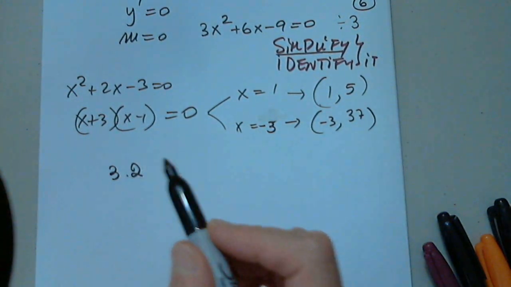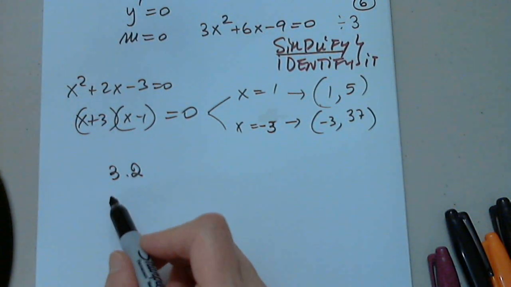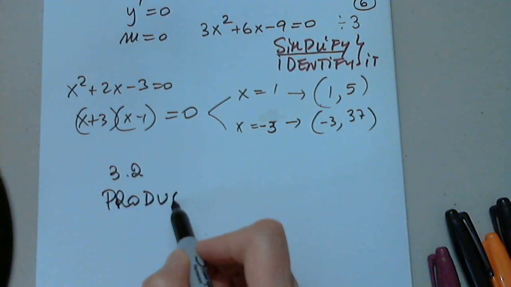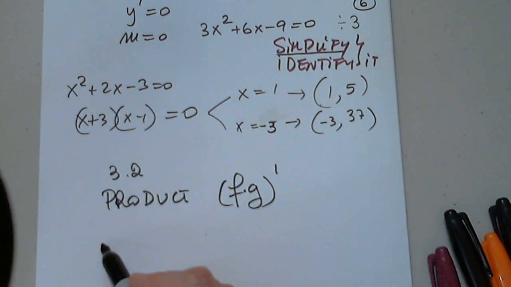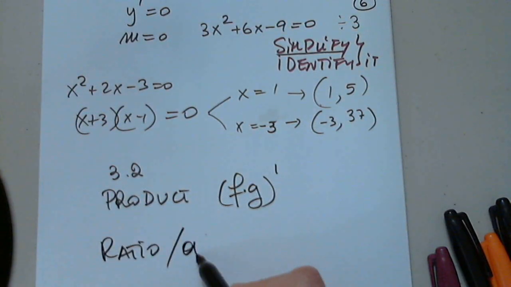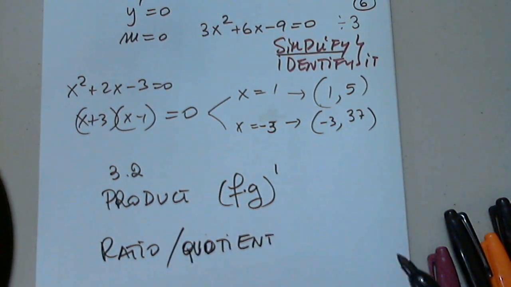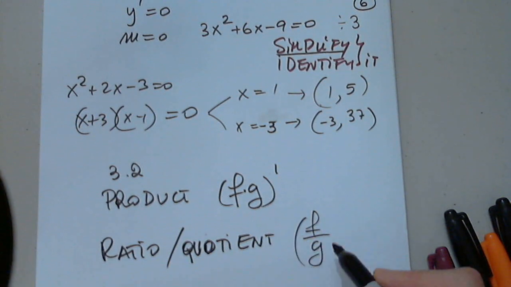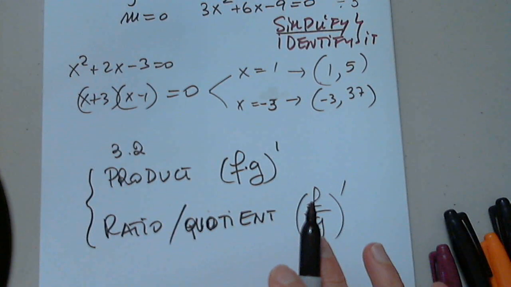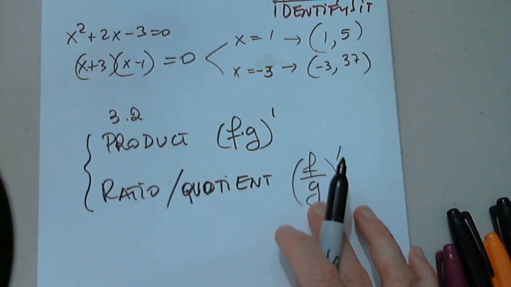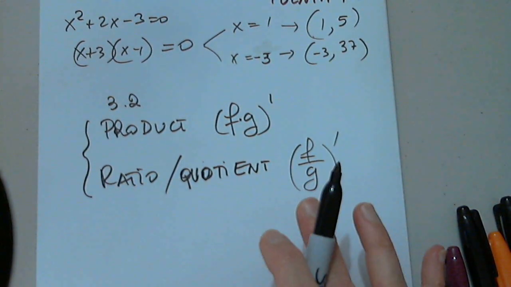So in 3.2, we're going to look at more differentiation rules. And they are the product rule, like a function times another function prime, and the quotient rule, or ratio, so f divided by g prime. Okay, these are completely separate rules. I would not say that they are self-explanatory at all. So we have to memorize them.